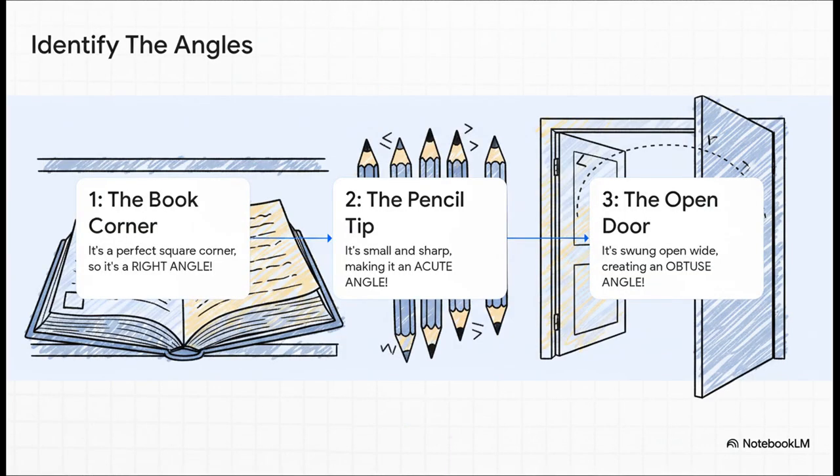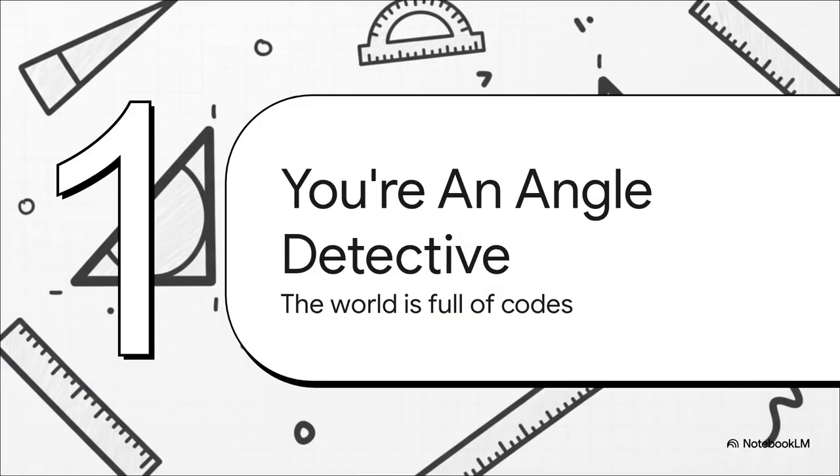Okay, let's break it down. First, the book corner. It's a perfect square corner, which means it's a right angle. Next, the pencil tip. It's small, it's sharp, it's less than 90 degrees. That makes it an acute angle. And finally, the wide open door. That big open space it creates, that's an obtuse angle. See? Mystery solved. And just like that, you did it. You are now officially an angle detective.